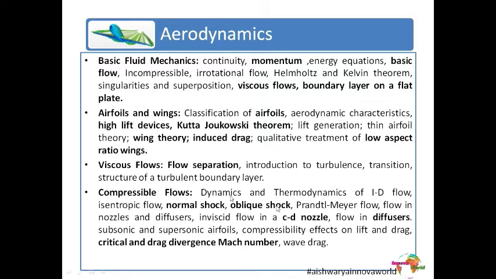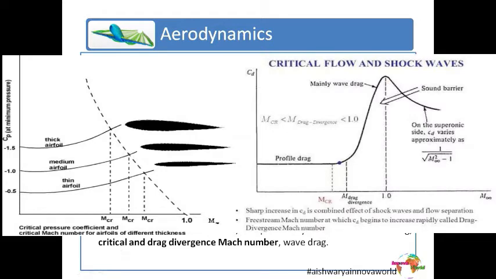Then comes a diffuser, which is also an important topic. Then an important topic is critical Mach number and drag divergence Mach number. Every time they're asking this question, you better focus on the figure. Try to understand the figure, how they're asking this question on critical Mach number.